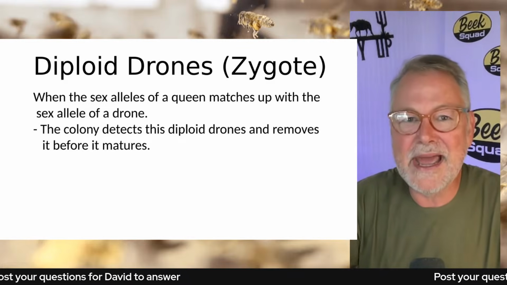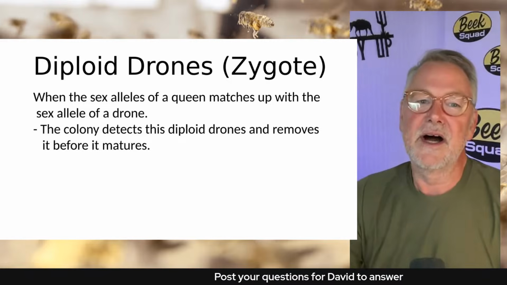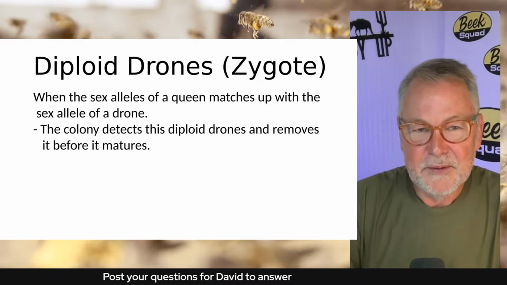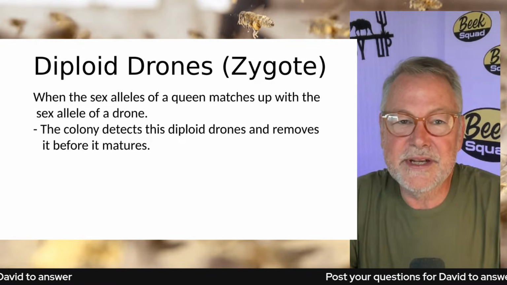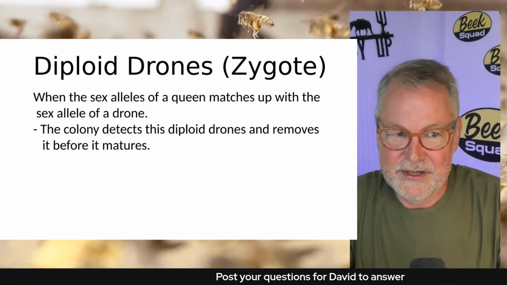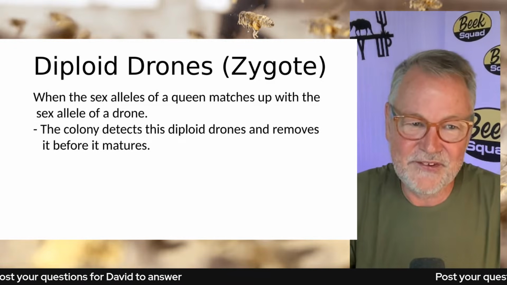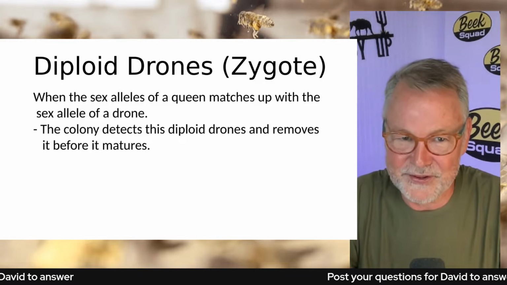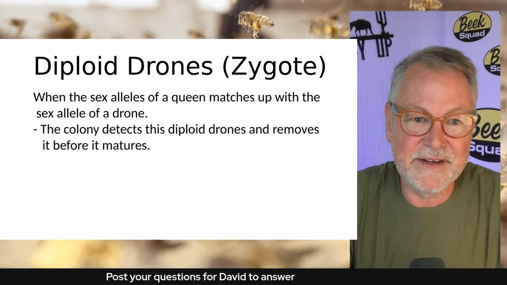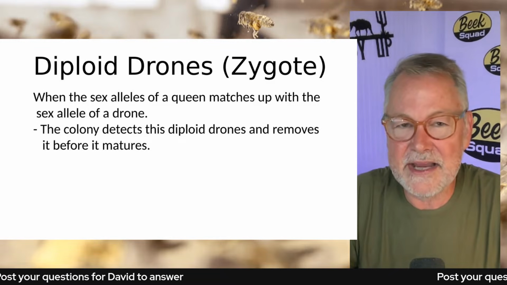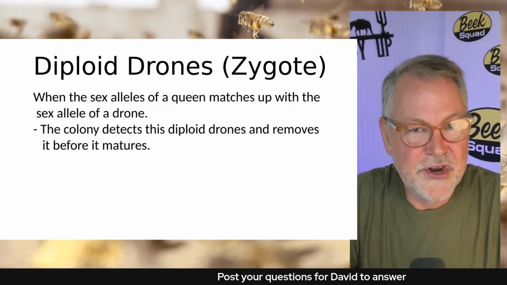And some people ask, well, what about diploid drones? Is that possible? Yeah, when the sex allele of a queen matches up with the exact same sex allele in a drone, then you get a diploid drone. And when this happens, it is too closely related to each other. And when this happens, the colony detects the diploid drones. Those drone eggs and larvae give off a distinct odor, and the hive destroys the egg or the larvae or the pupae. They will not let them develop.